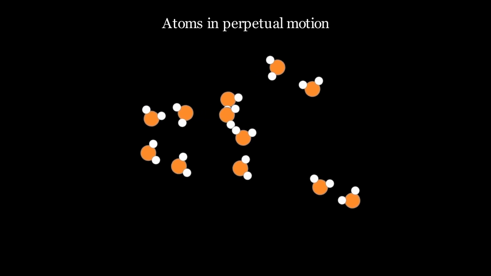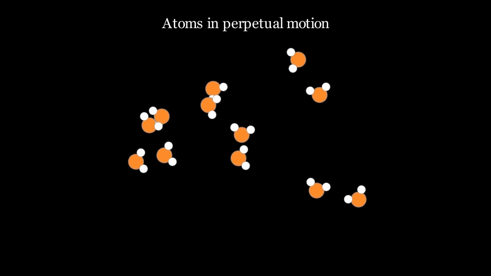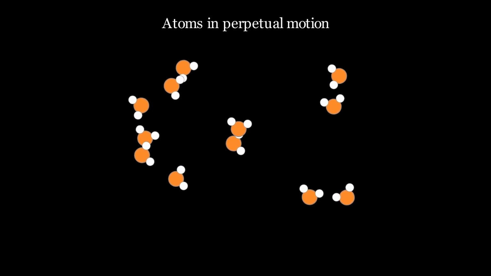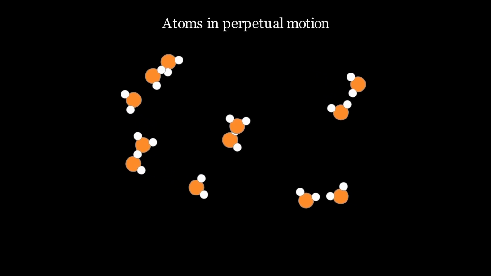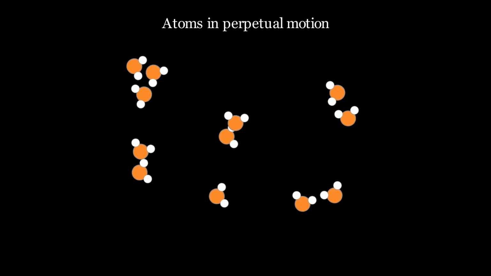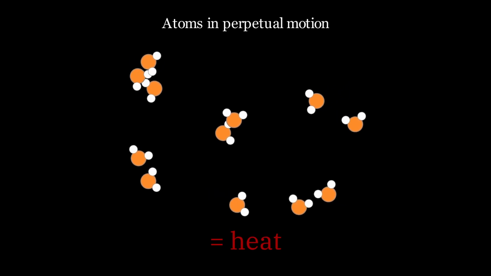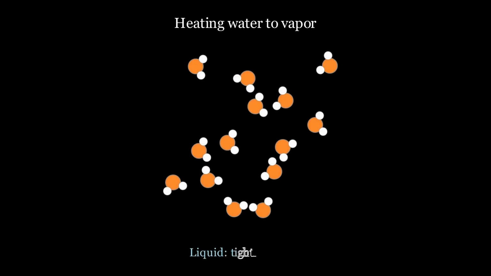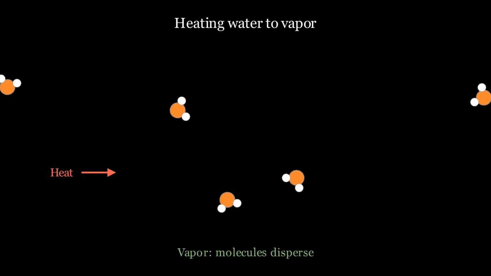Here's something you've probably noticed but never thought to ask. Water evaporates faster on a hot day than a cold one. Why would temperature have anything to do with that? This is because atoms' constant motion is called heat. When we increase temperature, we increase atoms' motion. If we heat water, the atoms' motion increases, and so does the space between them. If we keep on heating, there comes a point where the atomic attraction is too weak and the atoms disperse. The water we started with has now become vapor.